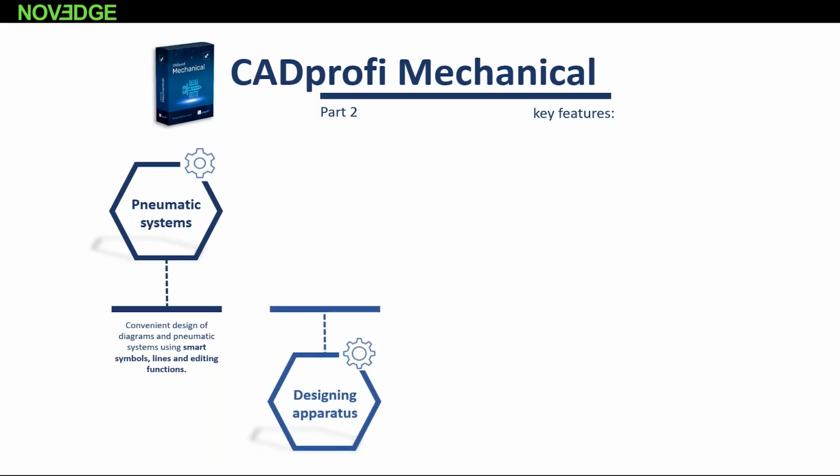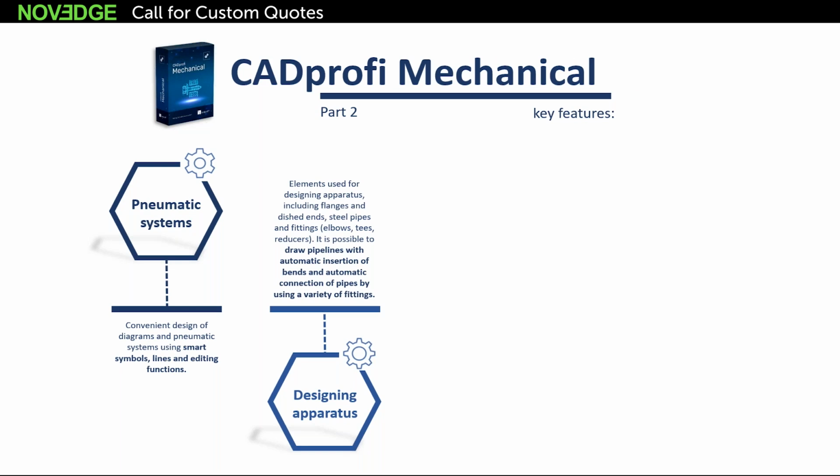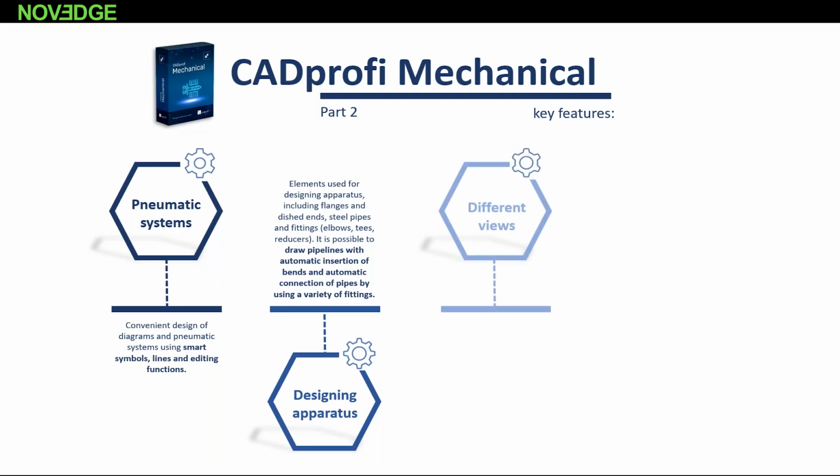Designing apparatus, that is a more sophisticated tool that we have. That's the elements used for designing apparatus, including flanges and dished ends, steel pipes, and fittings. It is, of course, possible to draw pipelines with automatic insertion of bends and automatic connection of pipes by using a variety of fittings. We will show you that during the movies that we are going to play.